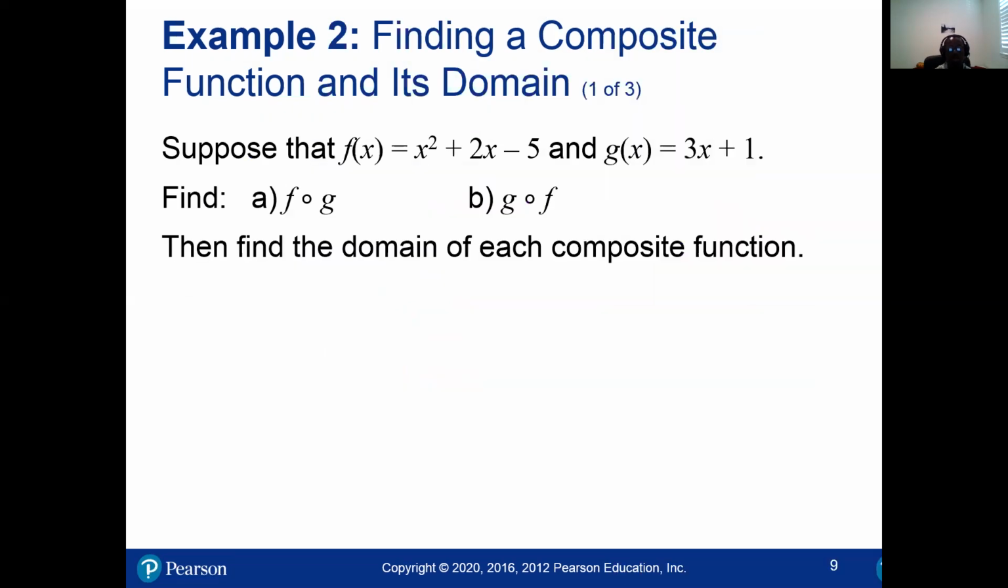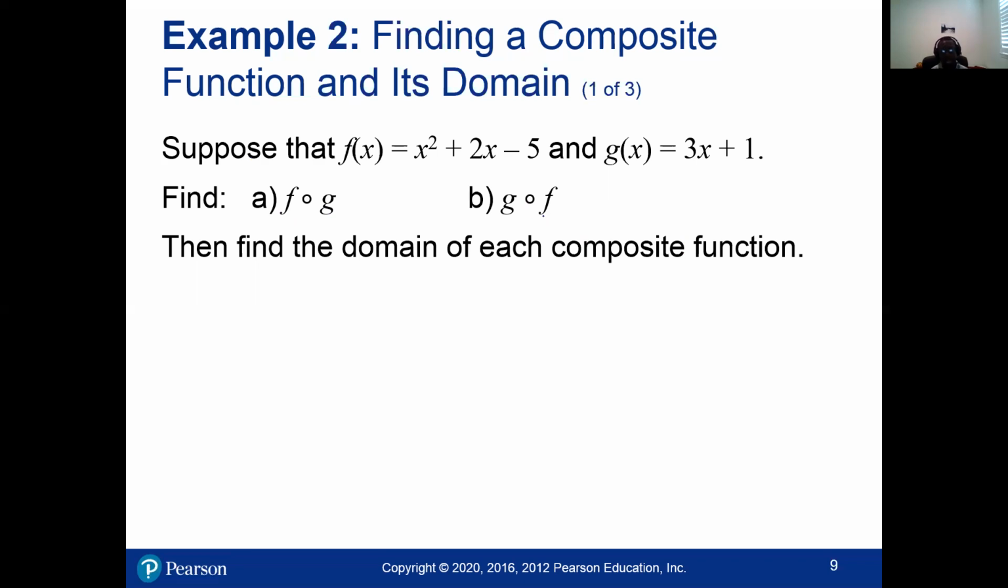All right. Now let's go to the next example. Finding a composite function and its domain. All right. So we are given the function f of x as x squared plus 2x minus 5, and g of x is 3x plus 1. Okay. A, we want to find a composite function f of g, and then also g of f.